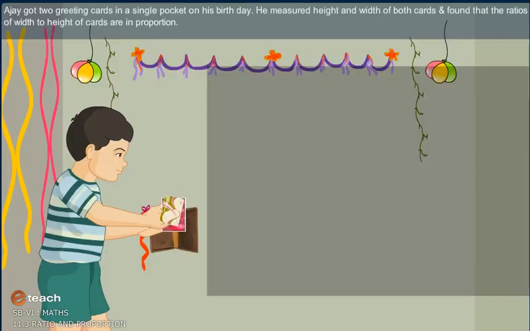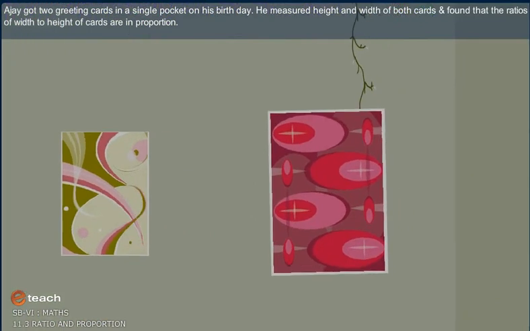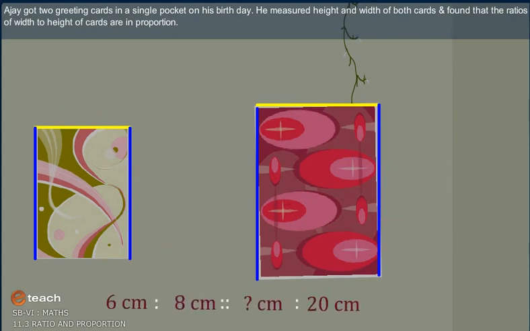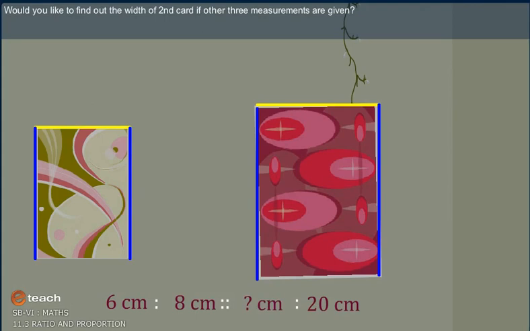Ajay got 2 greeting cards in a single pocket on his birthday. He measured height and width of both cards and found that the ratios of width to height of cards are in proportion. Would you like to find out the width of second card if other 3 measurements are given?